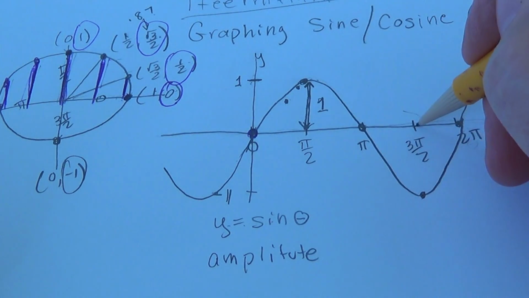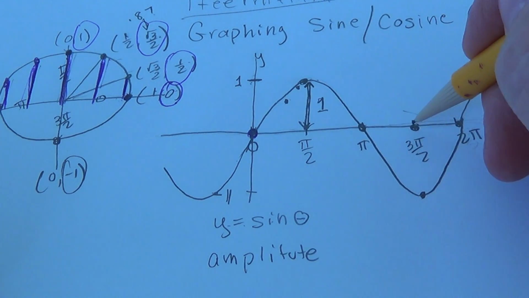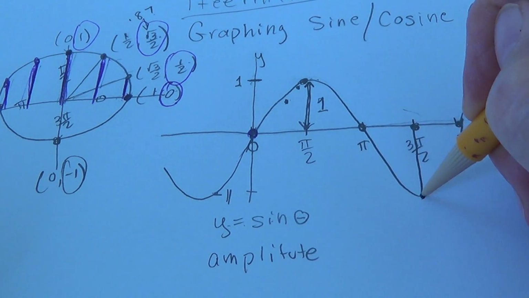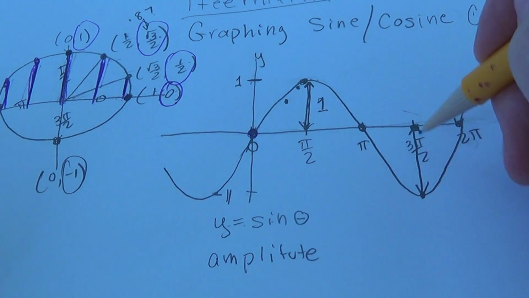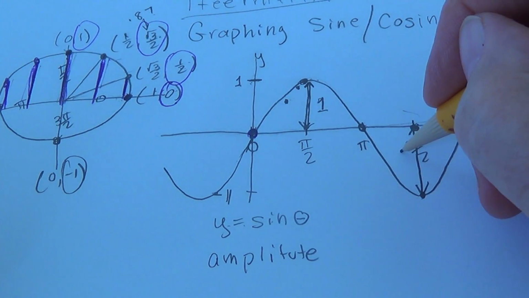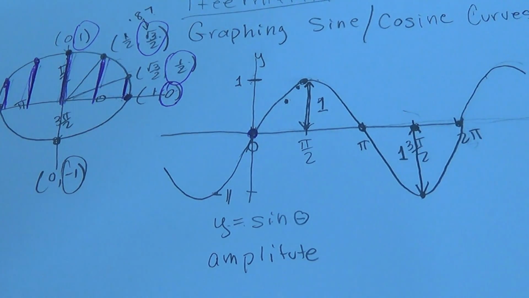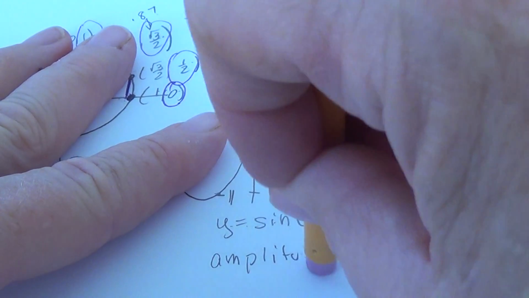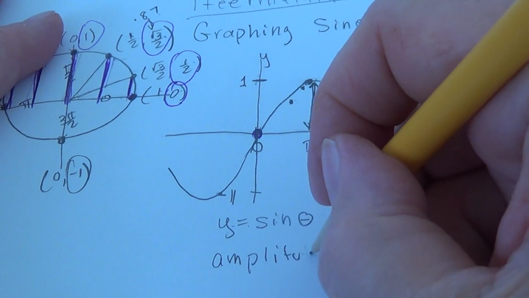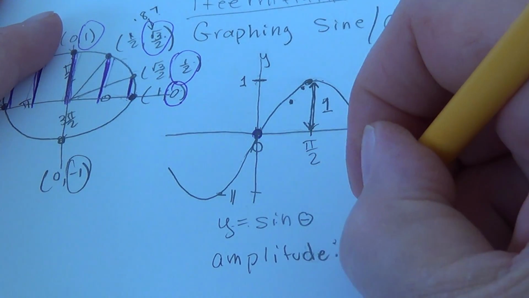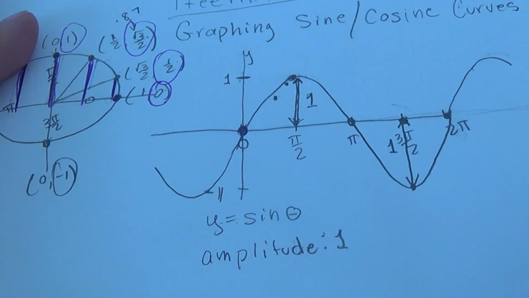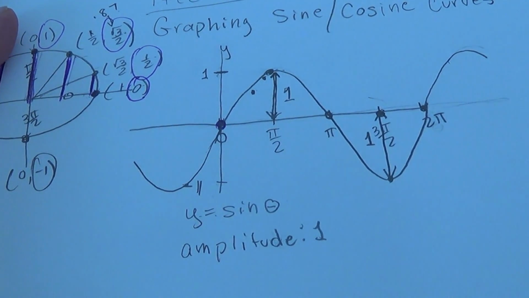You can also find the amplitude here. It's the same, ignoring the sign. It's the distance from the center line to the lowest point. If we call it a distance, which is going to be positive always, it's also 1. So we say the amplitude, spelled that wrong, amplitude. The amplitude is 1.